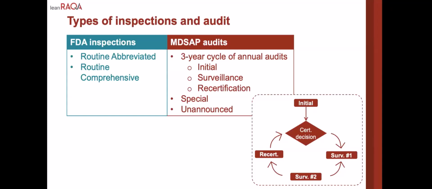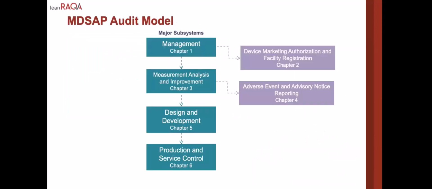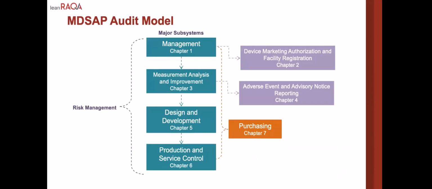They can be special and they can be unannounced. So they're major subsystems. They have basically 7 major subsystems. They have 4 major subsystems, and then those 4 major subsystems lead into 3 other supporting systems. And the audit model says that risk management is pervasive in all 7, and they expect to see some sort of risk management activities conducted throughout all the subsystems.